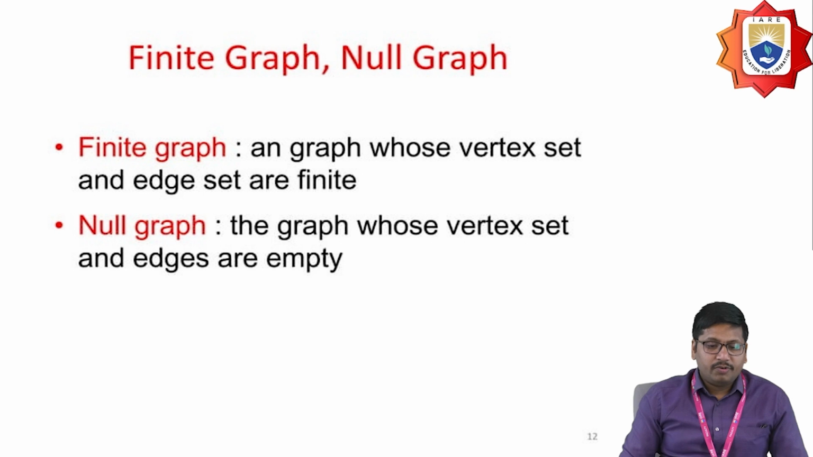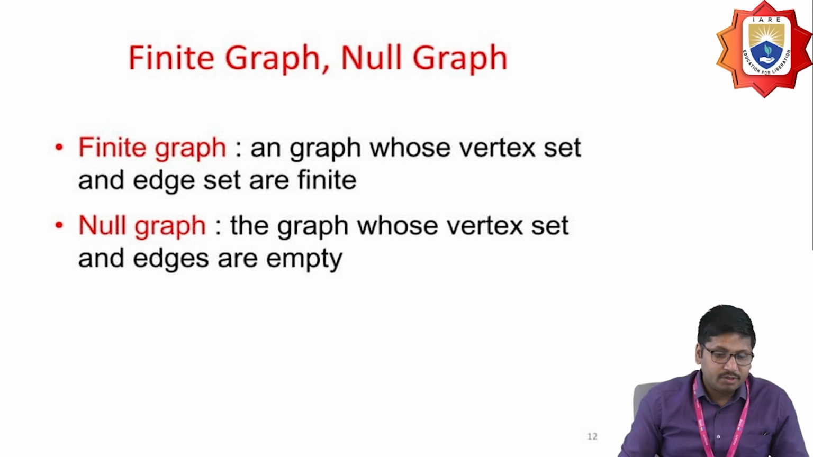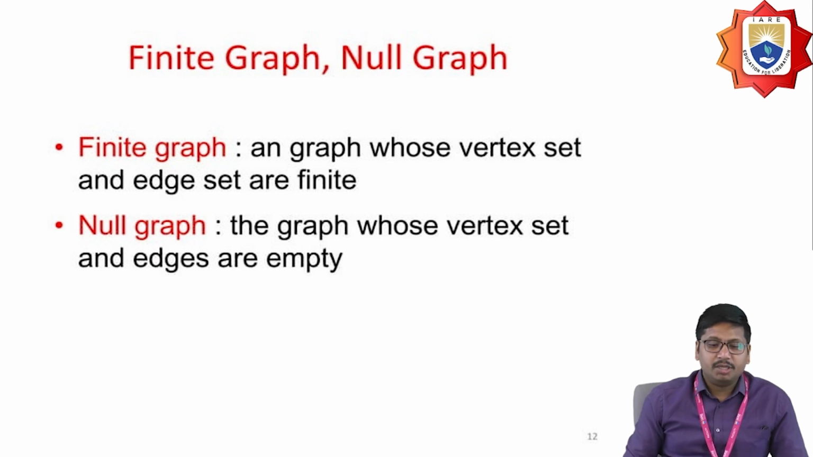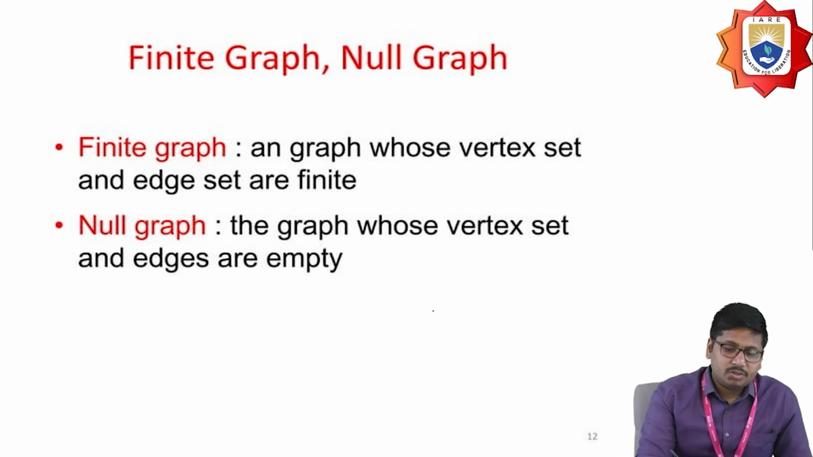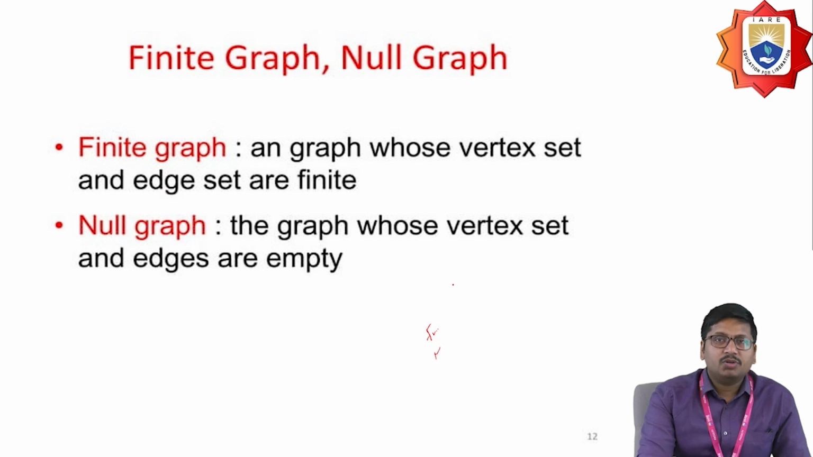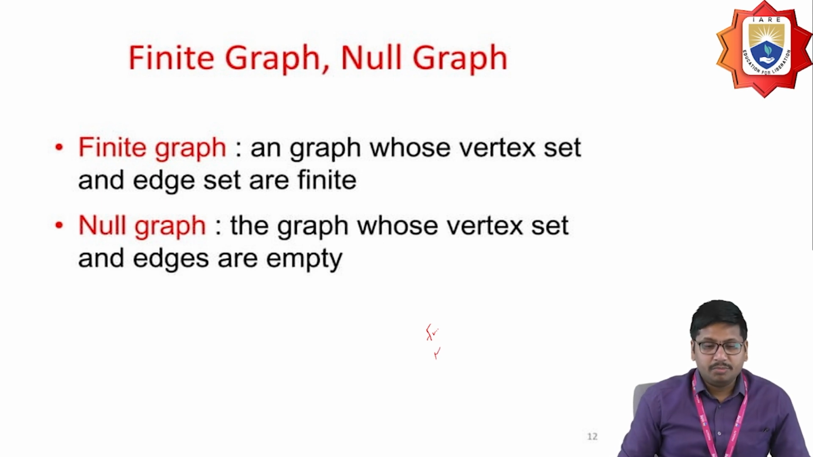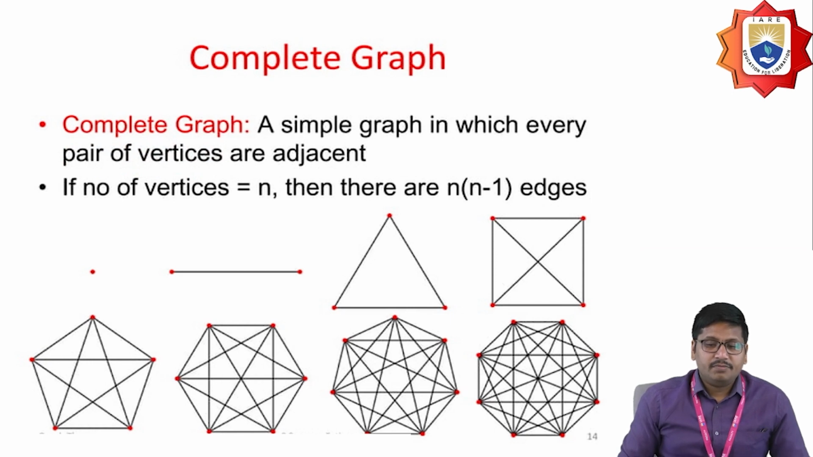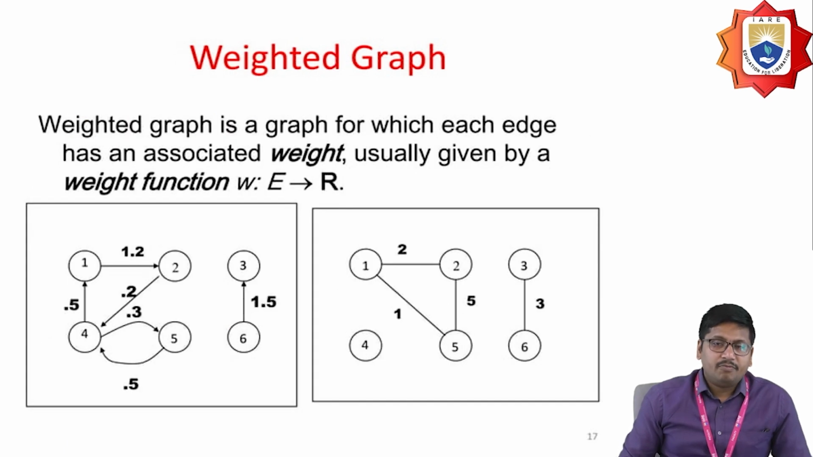And next we'll see about the finite graph and the null graph. A finite graph is a graph where the vertex and edge sets are finite, whereas in a null graph, the vertex and edge sets are empty. Finite means it has a finite number of vertices, and null means the graph does not have any vertices, and the edge set is empty. A complete graph is a simple graph in which the number of edges is n(n minus 1)/2. And a weighted graph means weights are assigned to each vertex or each edge, and then it is the weighted graph.